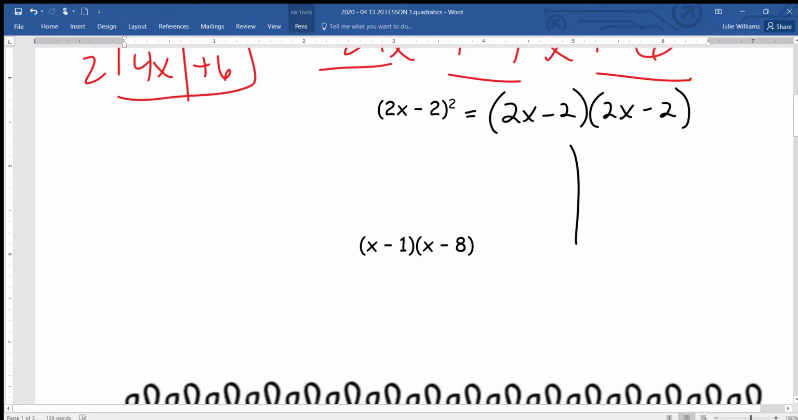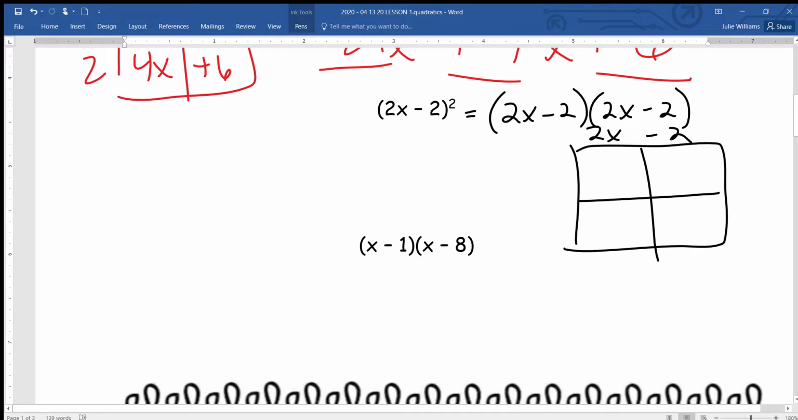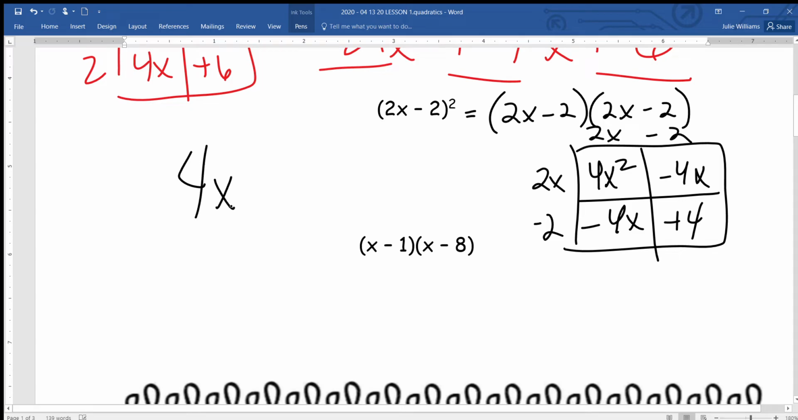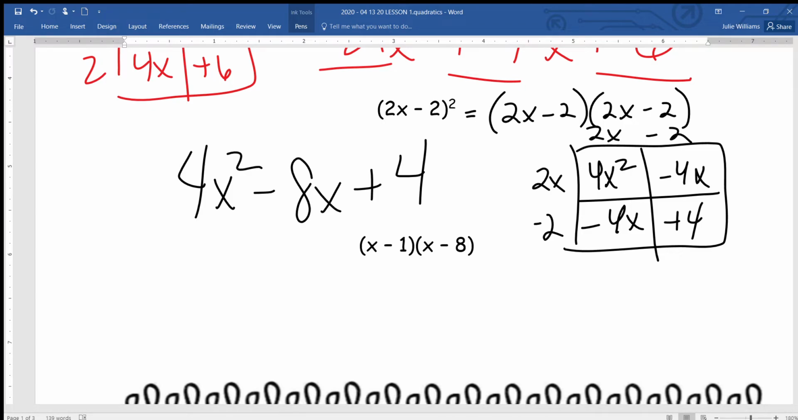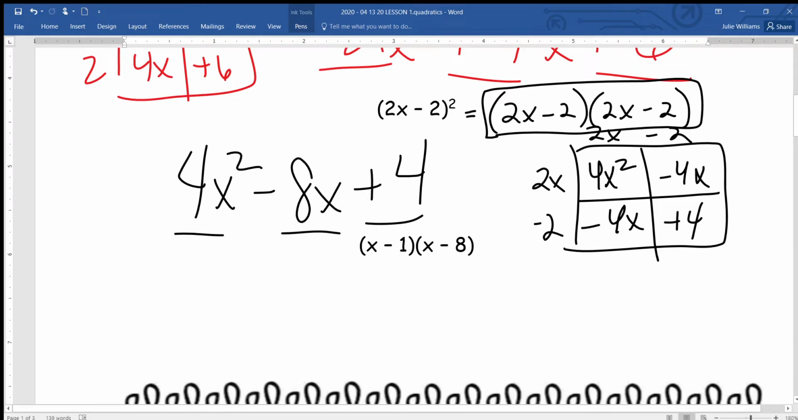Okay, so I'll do the quick box method here. So 2x and negative 2 and 2x and negative 2. So I get 4x squared minus 4x and positive 4. Combining my like terms, 4x squared minus 8x plus 4. Okay, so again, looking at this one's probably the expanded form here. This one's probably easier to look at. How do these numbers relate to what you had up there?